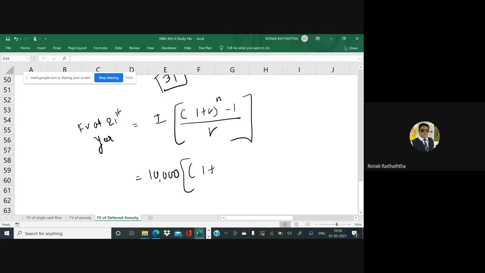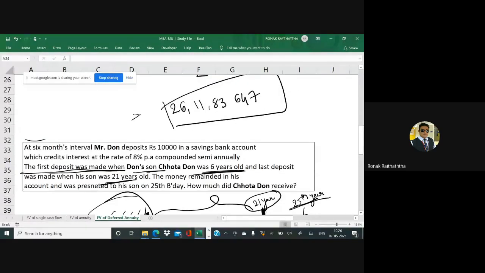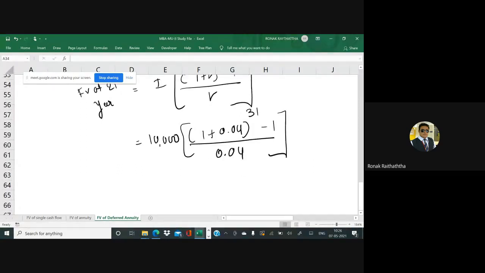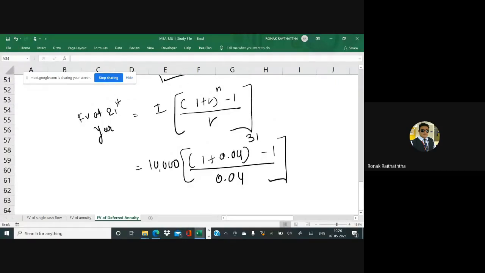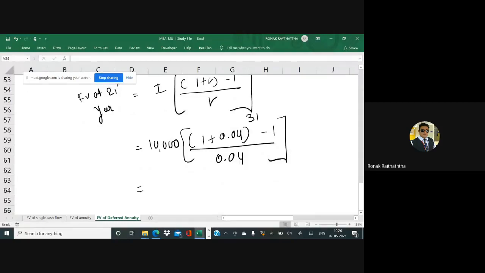1 plus R. R will be divided by 2 because we have got the semi-annual rate. So 8 must be divided by 2, 4%. So just writing 0.04, to be raised to the power n, with 31 as n, minus 1 over there, divided by r, 0.04 again. So this is the future value you will get at the end of the 21st year. So my friend, you will be calculating this, simplifying this further.